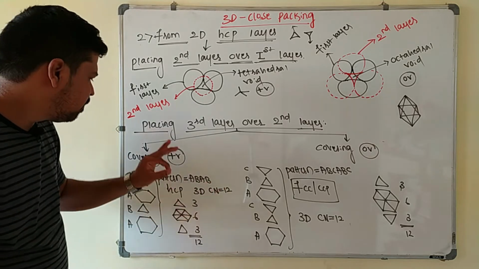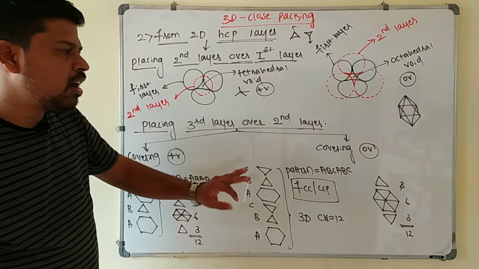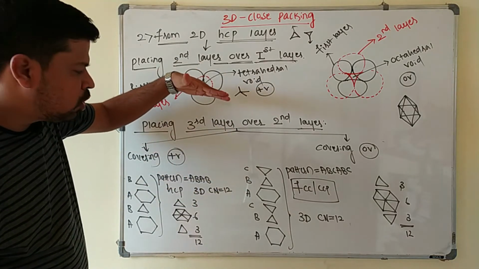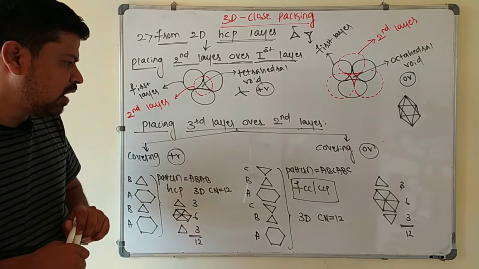Always keep in mind, if you place the third layer such that it covers all the tetrahedral voids of the second layer, then the close packing obtained is hexagonal close packing. The 3D coordination number is 12 here.